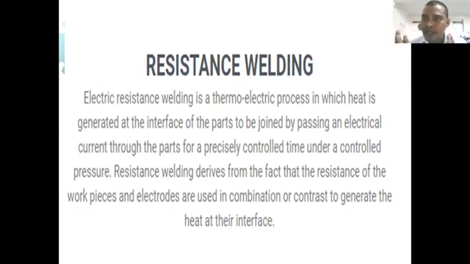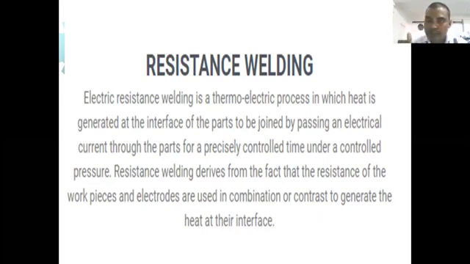H is the total heat generated in the work, and the unit is joule. If we have a spot welding, in which we join a thin sheet, how much heat is generated in this work will be identified by the capital H. H is the total heat generated, and I is the electric current passing through the joint.